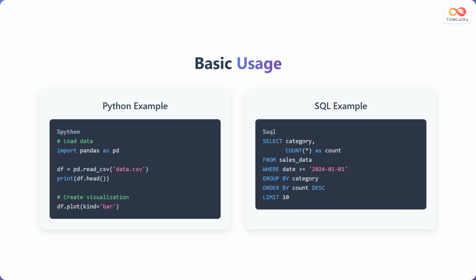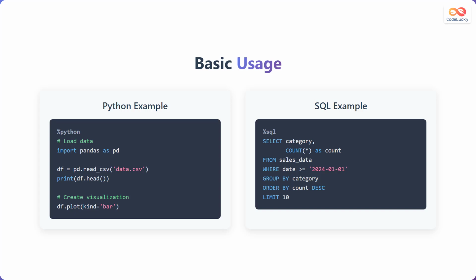Here are some basic usage examples of Apache Zeppelin. Here is a Python example. First line is %Python. This line indicates we are going to use the Python interpreter. Then we load the data using the Pandas library. After that, we print the first few rows of the data frame. Finally, a bar plot is created.